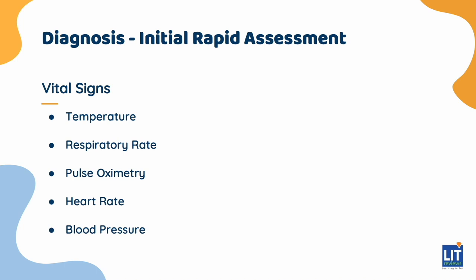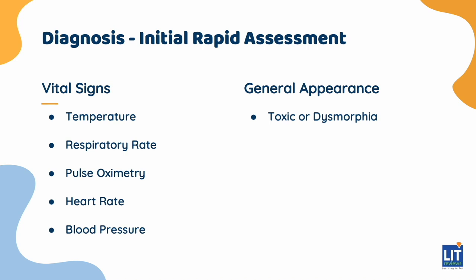Tachycardia can be caused by respiratory distress or fever. Bradycardia, however, suggests impending arrest. Look at the general appearance of the child. Is the child toxic? Are there dysmorphisms? Is the child well hydrated?